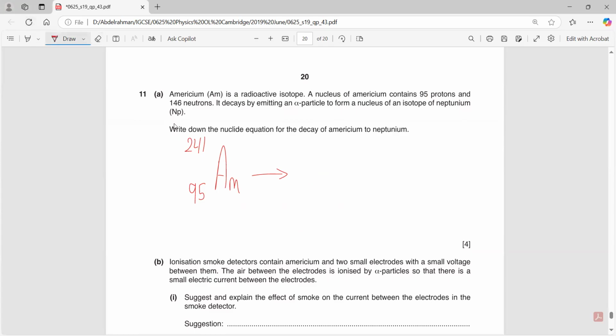Let's write it down this way. Np and alpha. We know that alpha is 4 and 2. What about neptunium? It has to be 93, and the nucleon number would be 237. So 4 plus 237 is 241. 2 plus 93 is 95.